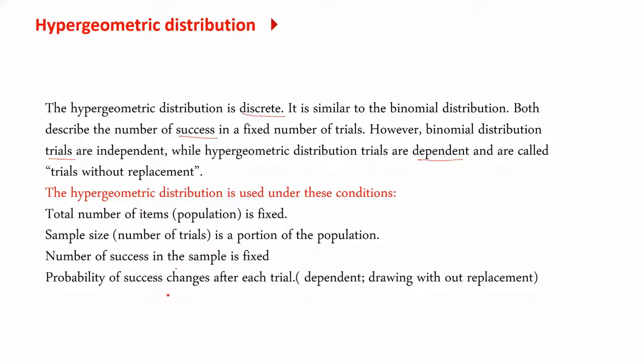Number of successes in the population is fixed. So the number of successes in the population is fixed. Probability of success changes after each trial, as we mentioned before. This makes trials dependent because we draw without replacement. So these are the 4 conditions of hypergeometric distribution.